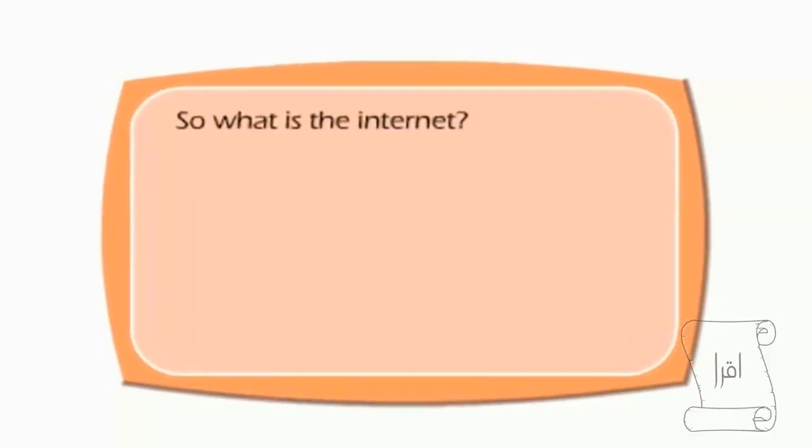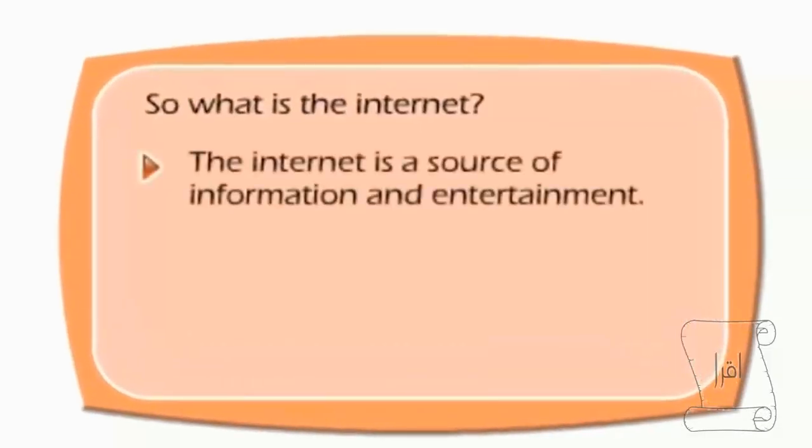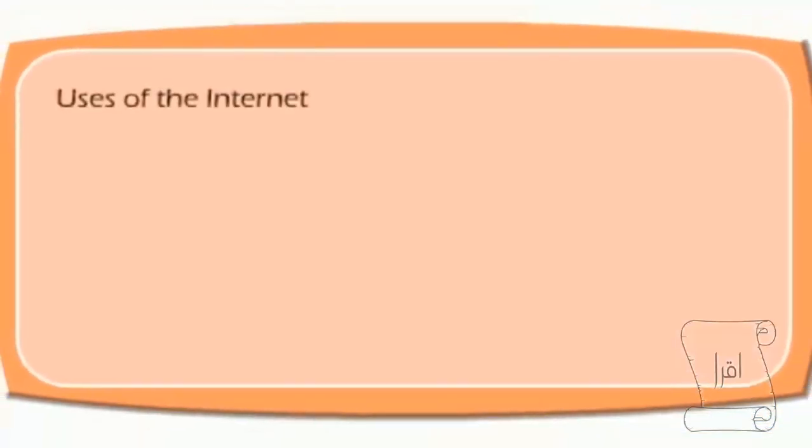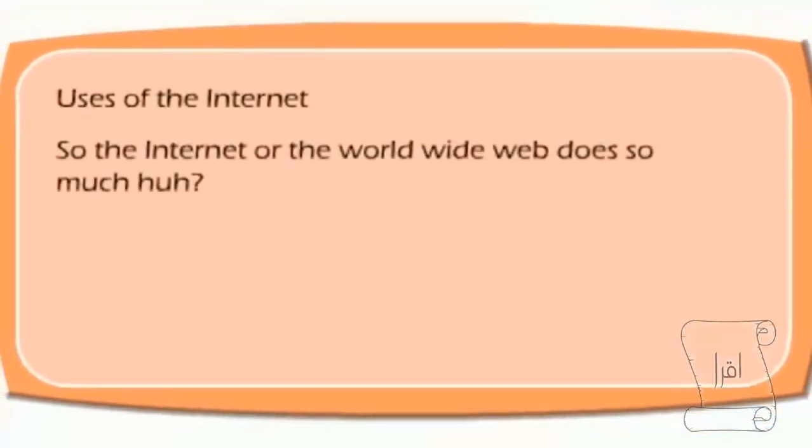So what is the internet? The internet is a source of information and entertainment. It is a global village connecting people of different countries and races through networking sites, chat, and email. Now that you know what the internet is, so the internet, or the World Wide Web, does so much, huh?